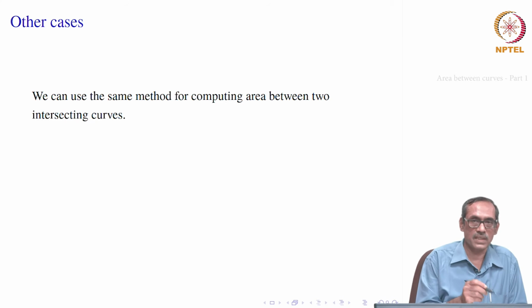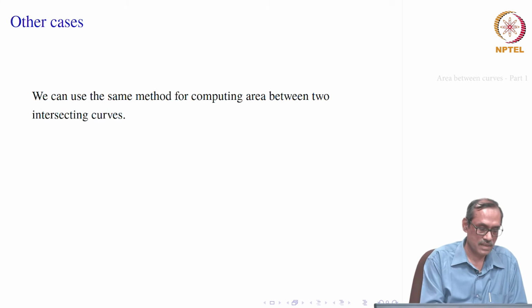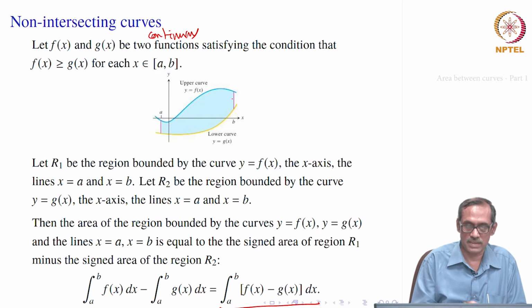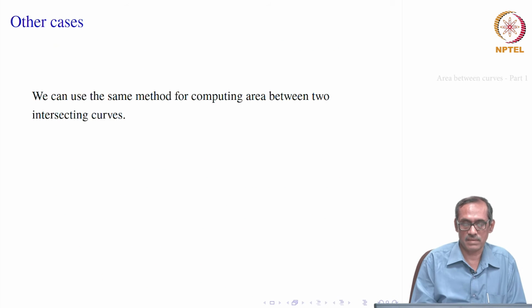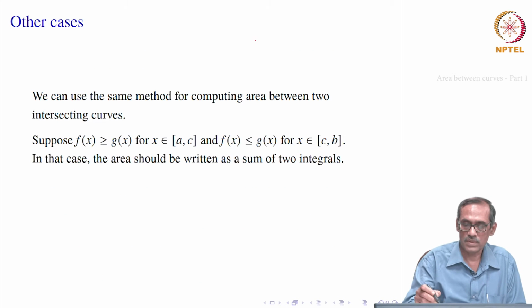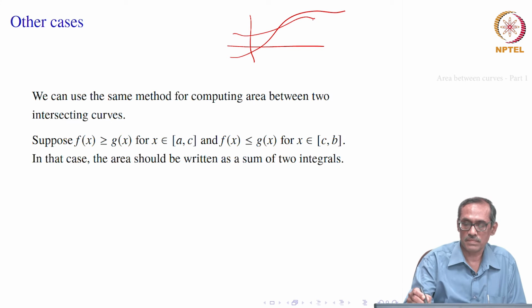In fact, this is for non-intersecting curves, right, f x and g x never intersect. But suppose they intersect, then what can we do? Suppose something like here is f of x and it is g of x, something like this. So, then what we do? We break that into two parts wherever the intersection point is. Here the first one is f is greater than or equal to g, next one is g is greater than or equal to f. So, you may say it is a to c and c to b.